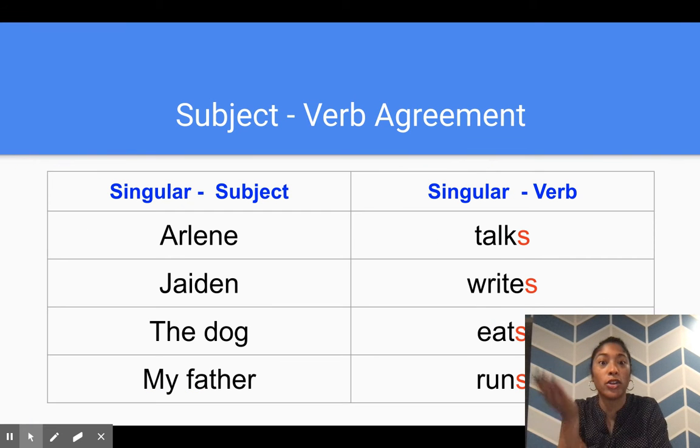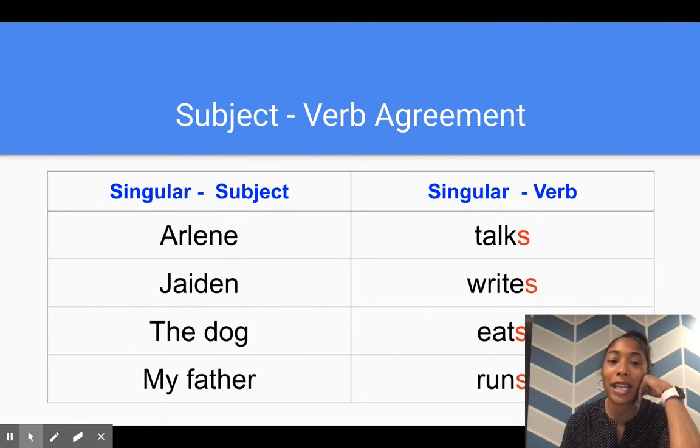Let's look at you. So Arlene, because it's just Arlene, she talks to her friend. Because it's just Jaden, he writes his spelling words. Because we just have one dog, the dog eats my homework. And my father runs down the street.